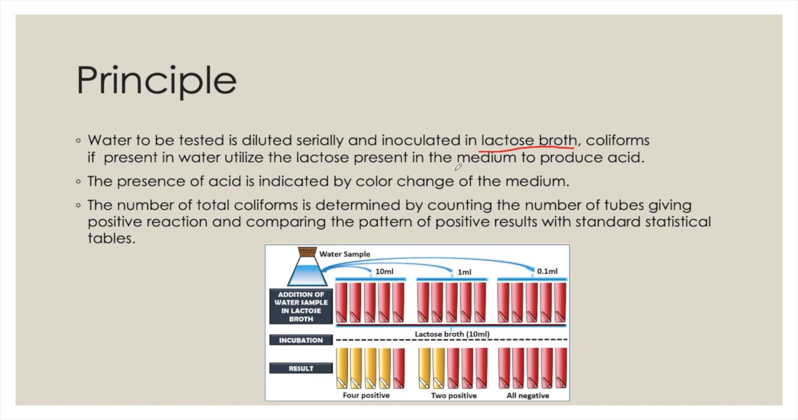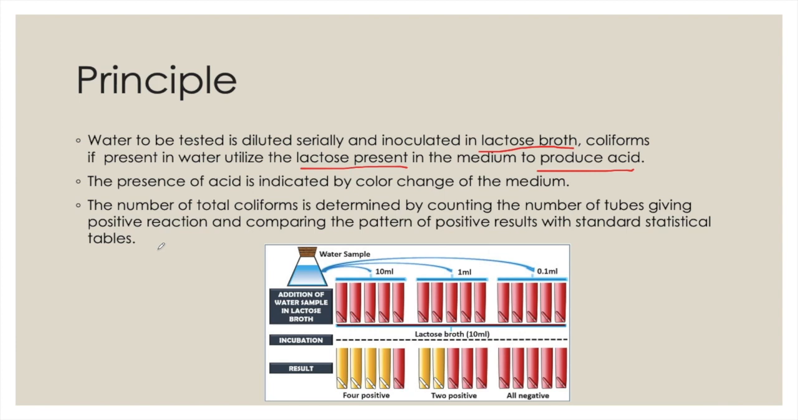That is, the coliform bacteria or the organism whichever is present in the sample water will interact with the lactose broth which is present as a medium, and they will produce acid. So the change of color can be observed. The presence of acid is noted by the color change of the medium. And the number of the total coliform is determined by counting the number of the tubes giving the positive reactions and comparing the pattern of the positive results with the standard statistical table.